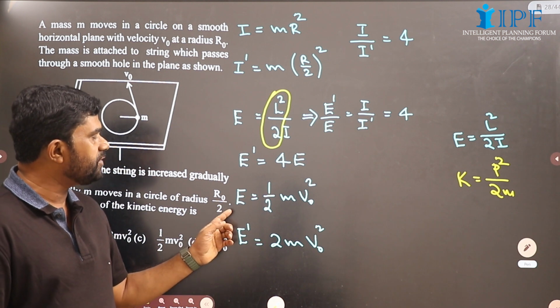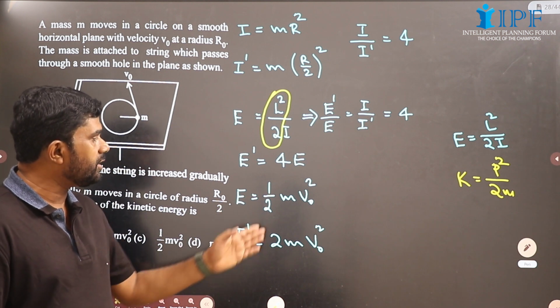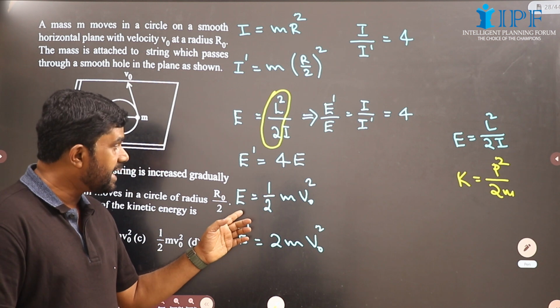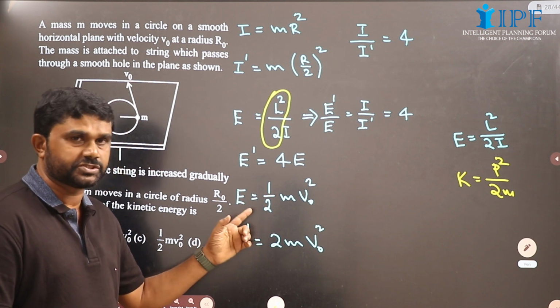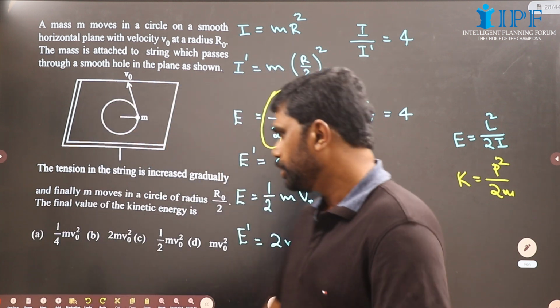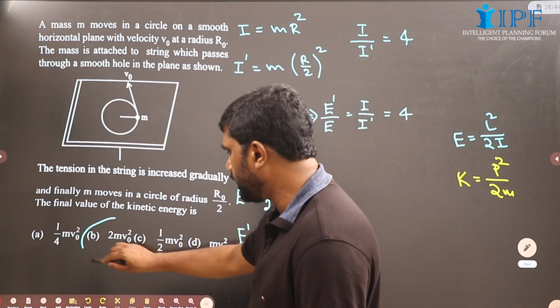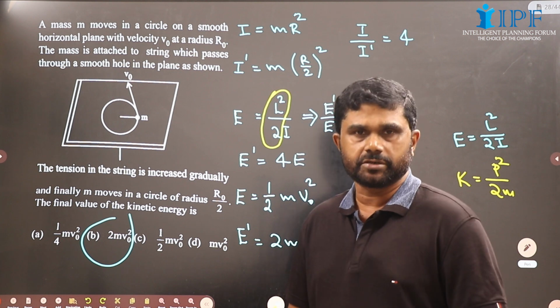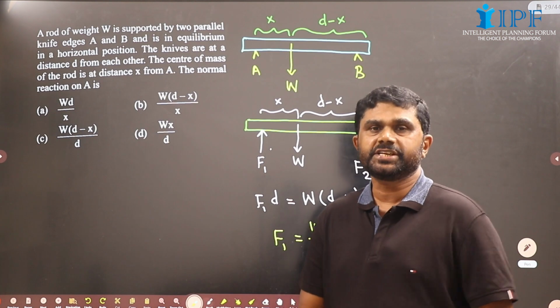So E dash will be half m v0 square, that is E, and E dash will be 4 times of this. So this into 4, it will be 2 m v0 square. 2 m v0 square. That is a beautiful question. Okay. Now let's see the next question.